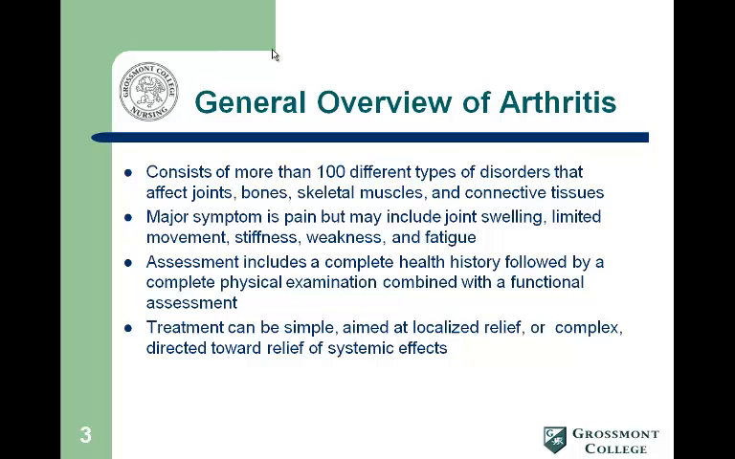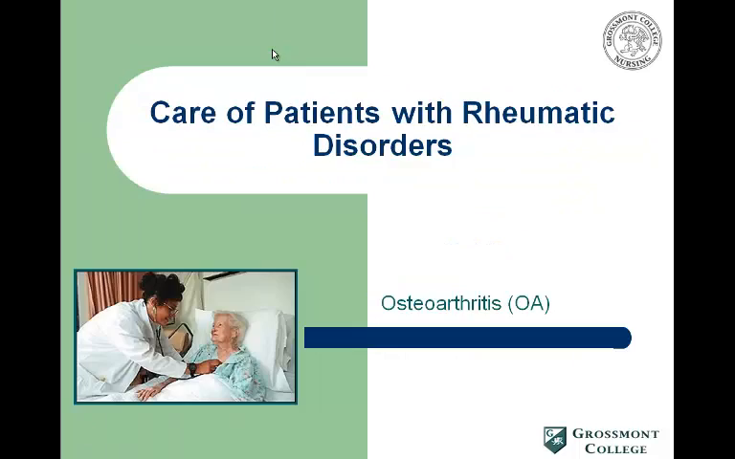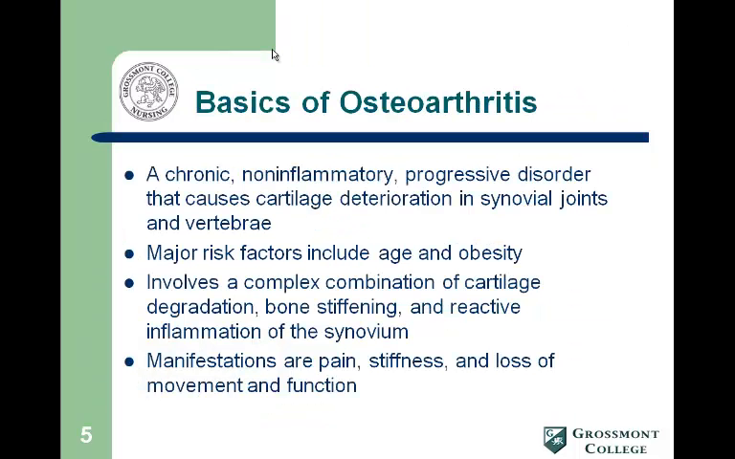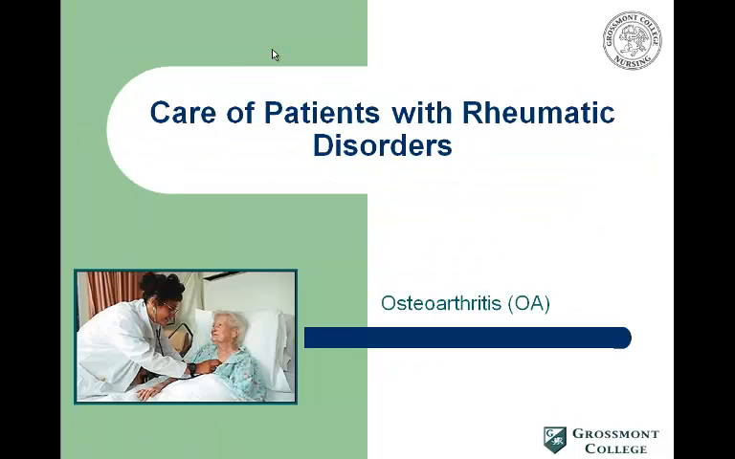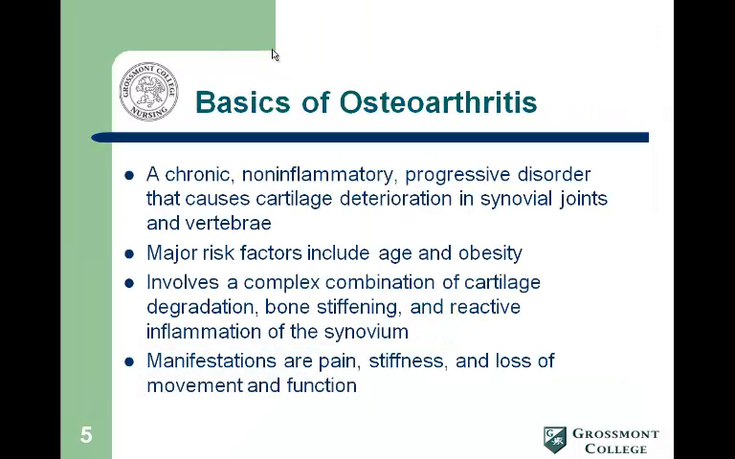So arthritis actually consists of over 100 rheumatic disorders, and pain is usually the symptom that brings people in. They may also have swelling, stiffness, difficulty with range of motion, decreased range of motion. Okay, so now we're going to go into osteoarthritis, which is what we're going to start with.